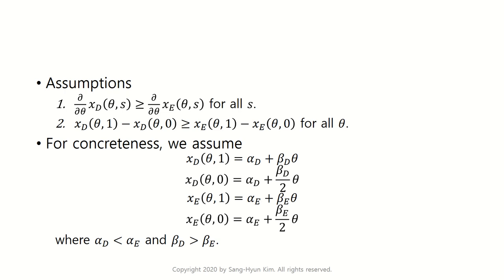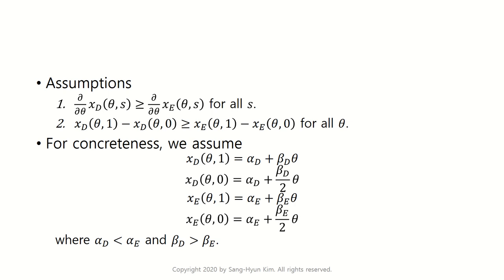So these are two key assumptions, but they look kind of abstract. So for concreteness, let's consider this very specific example. We assume that XD(theta, 1) equals alpha D plus beta D times theta. So this XD(theta, 1) increases at the slope of beta D. And XD(theta, 0) equals alpha D plus beta D over 2 times theta.